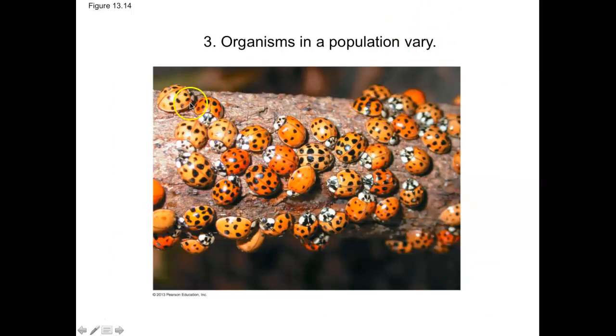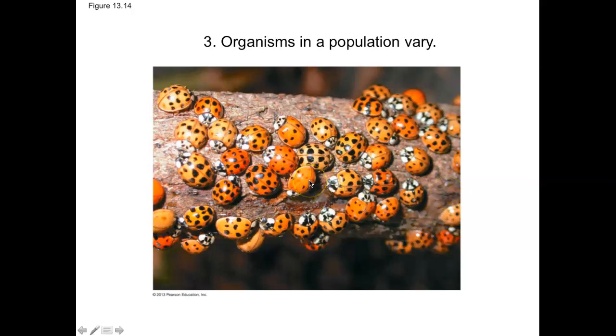Organisms in a population vary. So if you think about any population, let's stop and redefine what a population is. A population is a group of the same species in a given geographical area, right? Remember, I was saying you can talk about the population of people on LAVC campus, or the population of Los Angeles, or the population of North America. So if you're looking at this population of ladybugs, you can see that not every ladybug is the same, right?